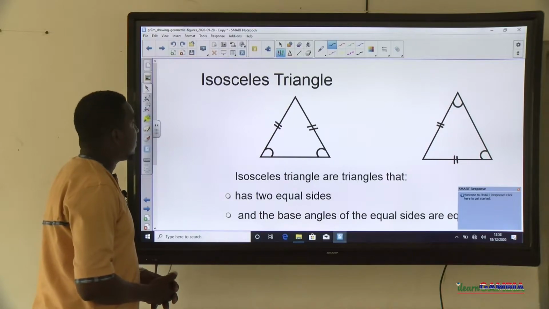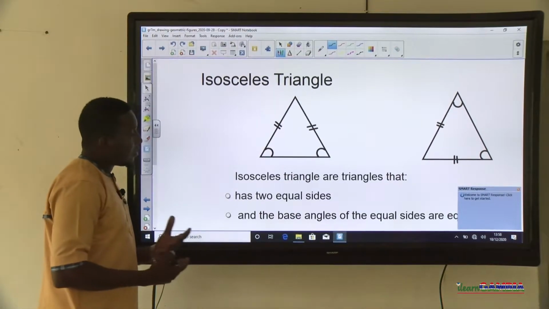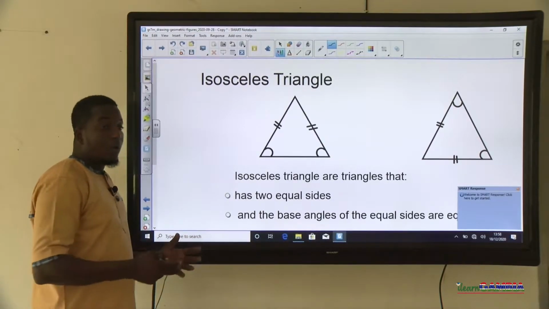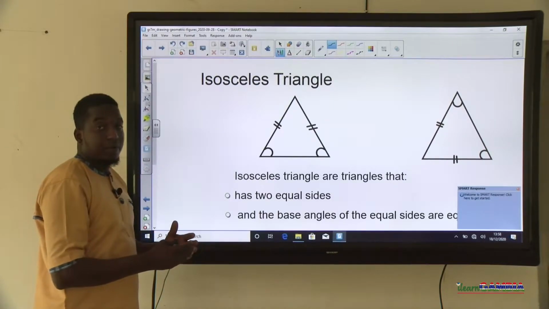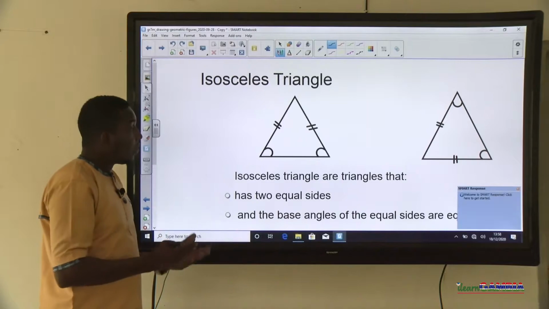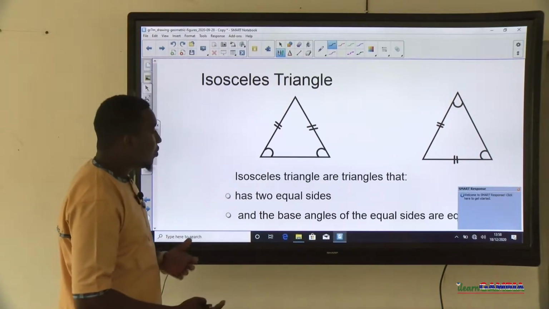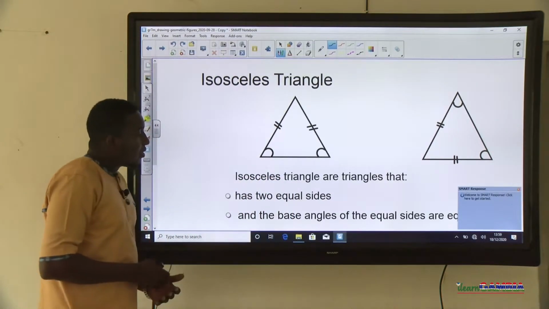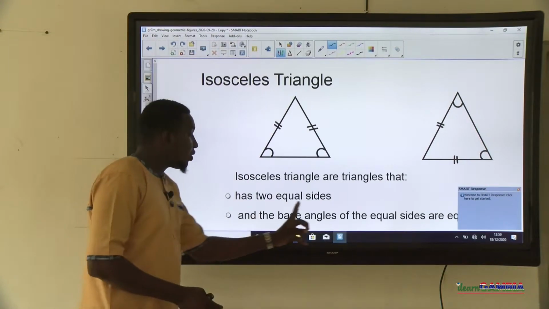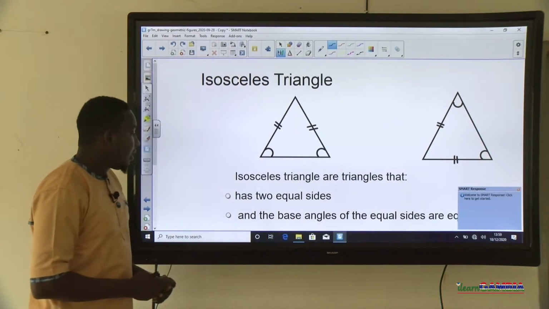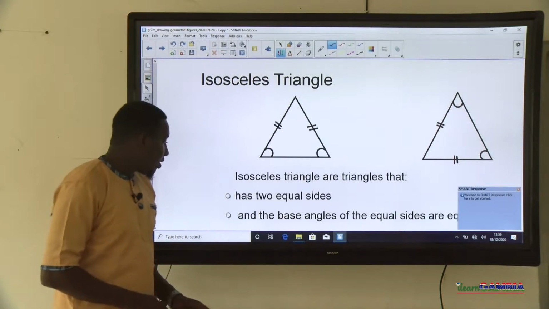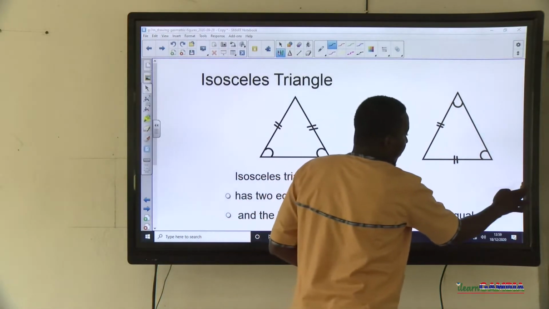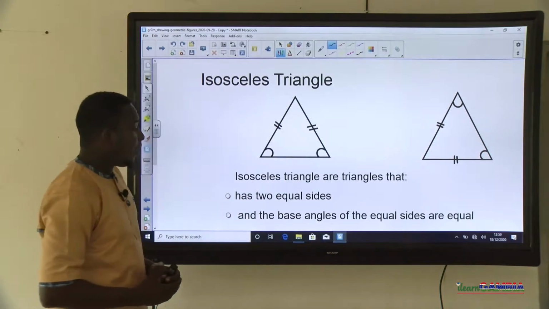Here we have isosceles triangles. Now, what are isosceles triangles? We've talked about equilateral triangles. That is when all the sides of the triangle are equal and all the angles are equal. Now, how about isosceles triangles? What can we say about them? Isosceles triangles are triangles that have two equal sides. And the base angles of the equal sides are equal.